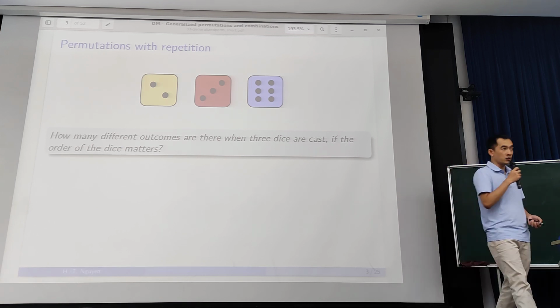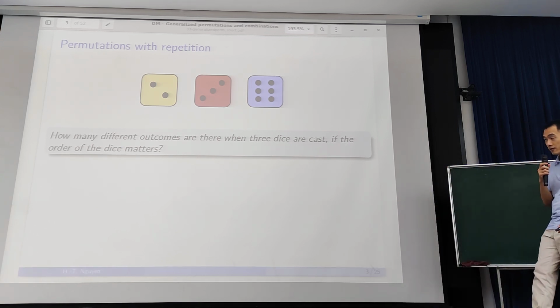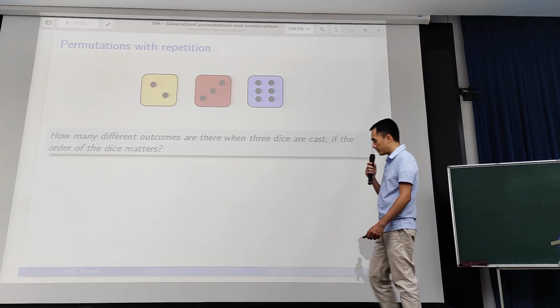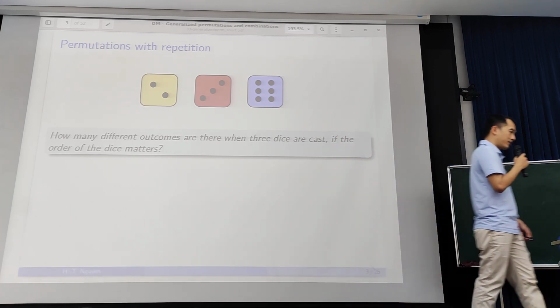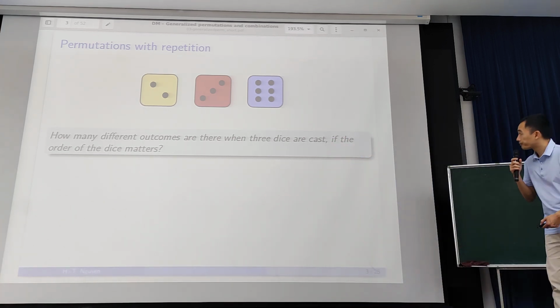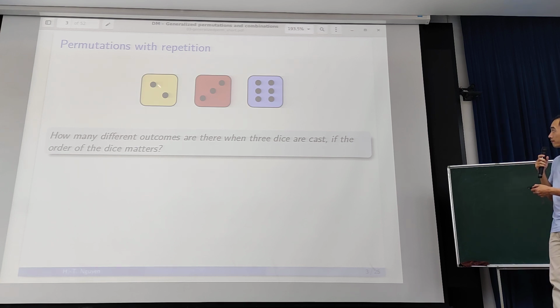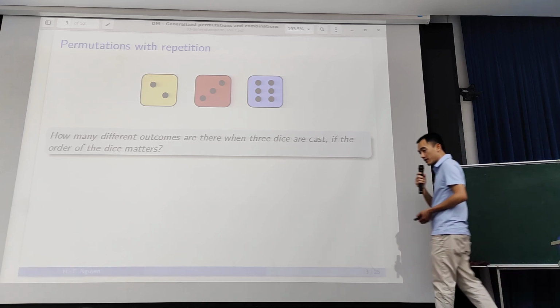So if you take into account the order of the numbers that you get, how many possibilities are there when you throw 3 dice? Suppose that you have, here I give you the dice in different colors so that they are distinguished. Suppose that we throw the yellow one first, and then the red one, and then the blue one. So how many different outcomes are there?